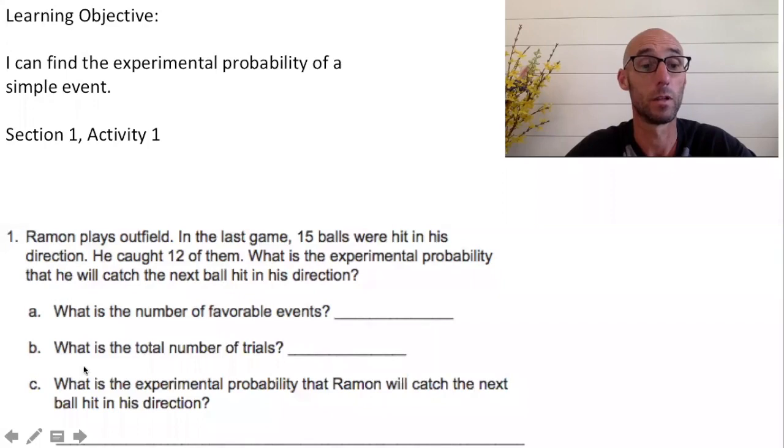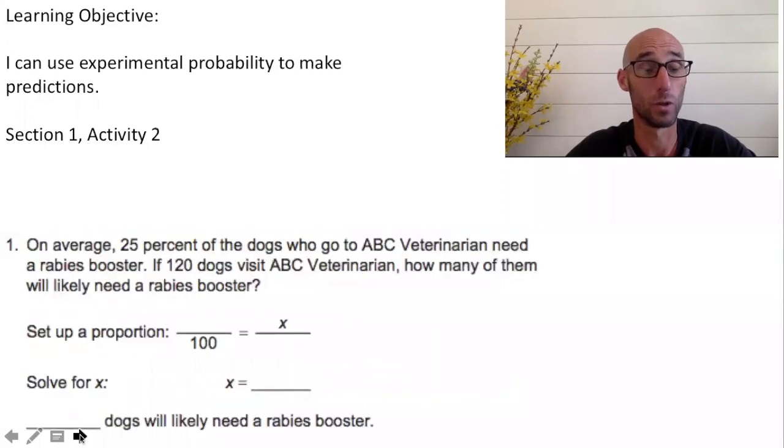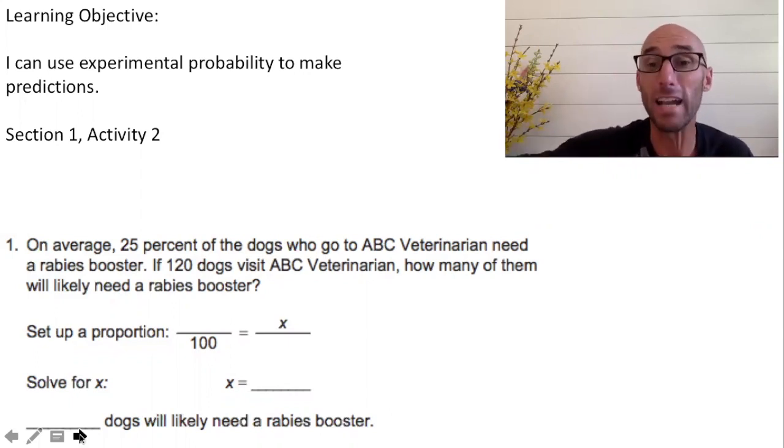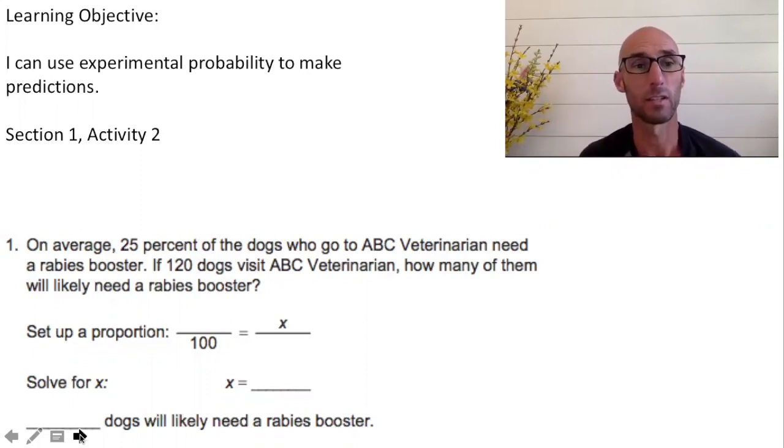Learning objective number 3. I can use experimental probability to make predictions. Experimental probability is an experience. It has happened, and we are going to try to use the chances of what has happened to predict what might happen in the future. It's not guaranteed, but we can use it as a tool.